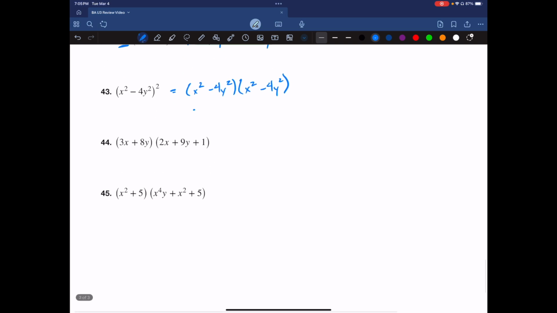So it's going to be x to the fourth minus 4x squared y squared minus 4x squared y squared, and then plus 16 y to the fourth. So when I multiply that out, that's going to be x to the fourth minus 8x squared y squared, plus 16 y to the fourth.